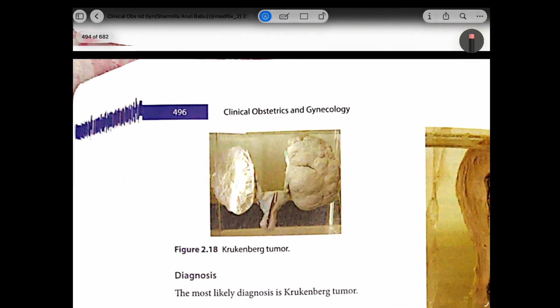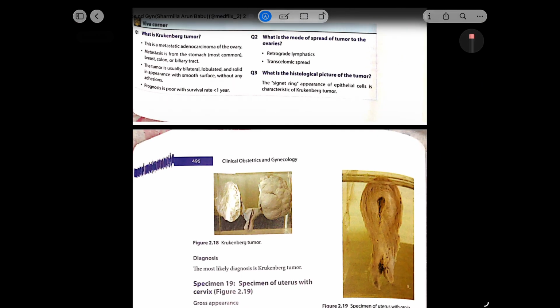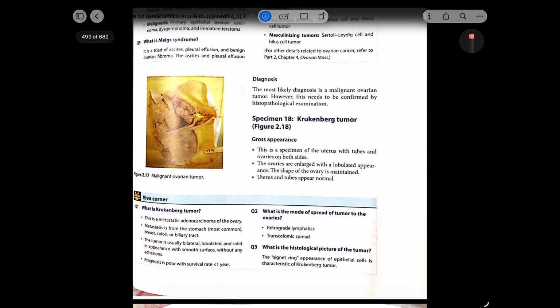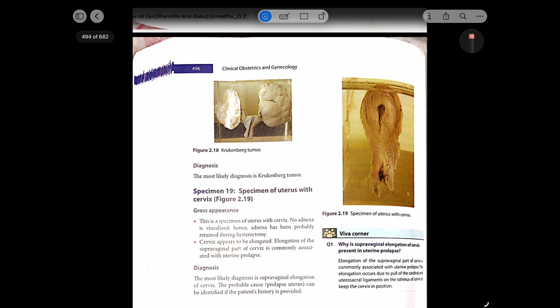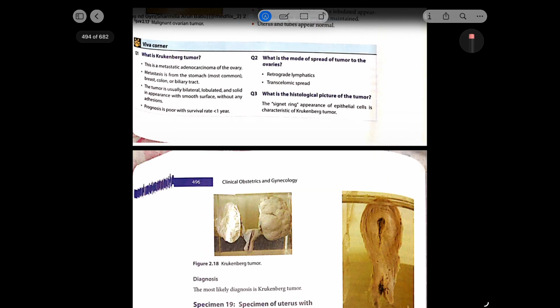This is the next specimen. This is a specimen of uterus with tubes and ovaries on both sides. The ovaries are enlarged with lobulated appearance. The shape of the ovary is maintained. Uterus and tubes appear normal. The most likely diagnosis is Krukenberg tumor.